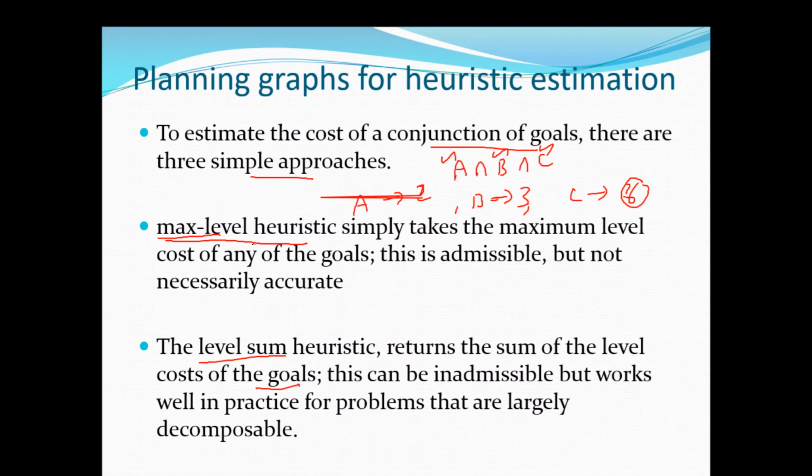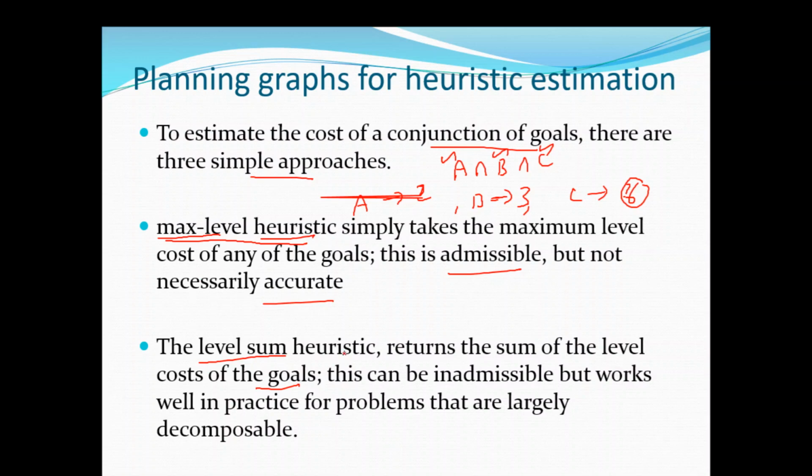Okay. So this max level heuristic will be admissible but not accurate. Accurate in the sense that whatever it is saying may not be correct. But it is admissible. That is, it underestimates. It underestimates, but the heuristic function is not going to give any accurate answer. It is an estimate only. Hence we are saying it may not be accurate.